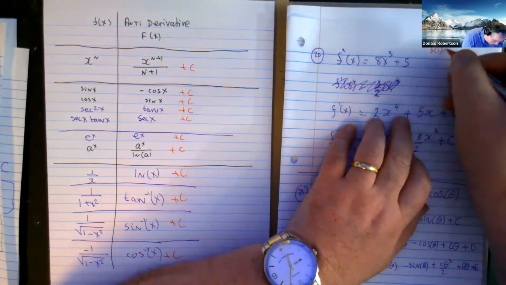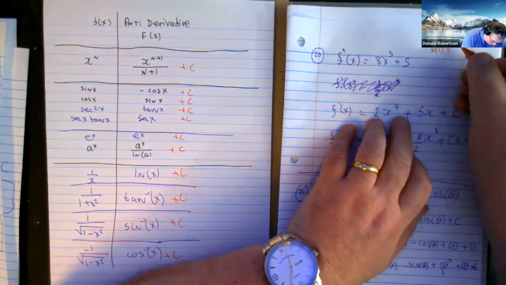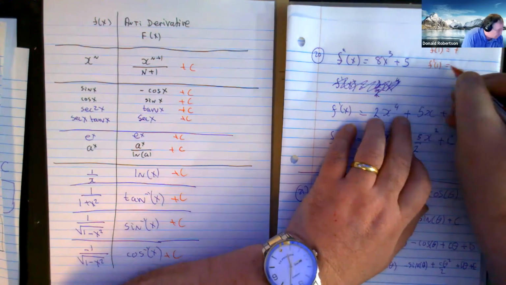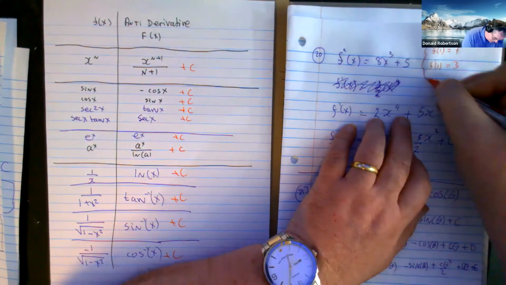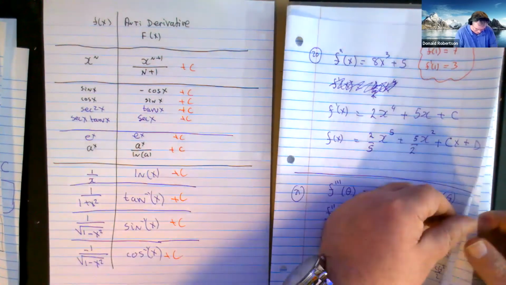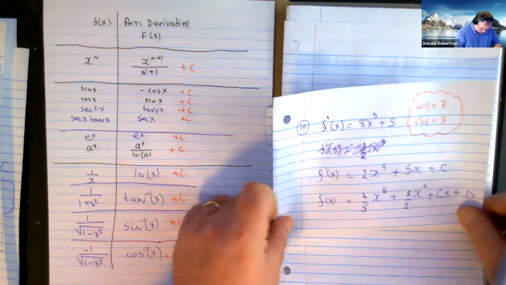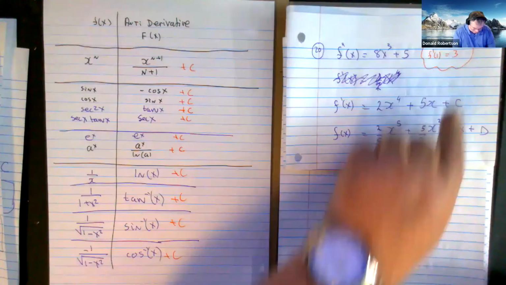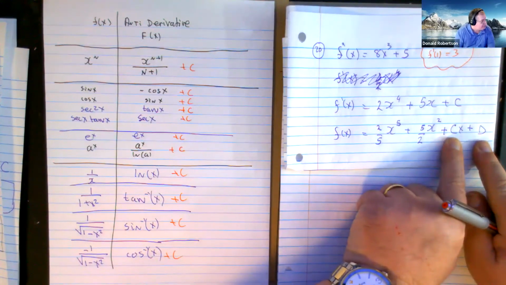You were told that f of 1 was 7, and then f dashed of 1 was 3. So there is your boundary conditions. Which means that shouldn't I be able to use this information to figure out C and D? Great.